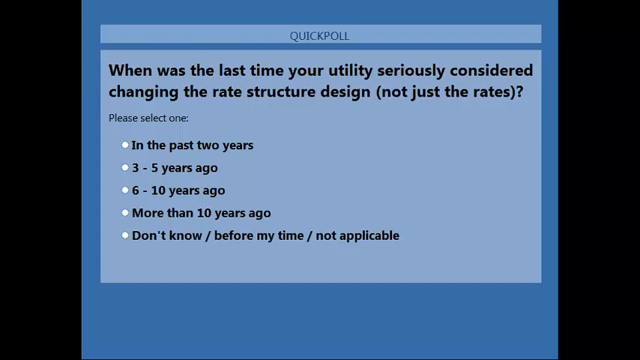My experience in talking to a lot of utilities is that it's more common for utilities to review the rates and to update the rates, to change the rates, than it is to look at the rate structure design itself. A lot of utilities just take the rate structure design from last year or from several years ago and not change it, but just look at changing the rates to make sure the revenues that they're producing are going to be sufficient next year.